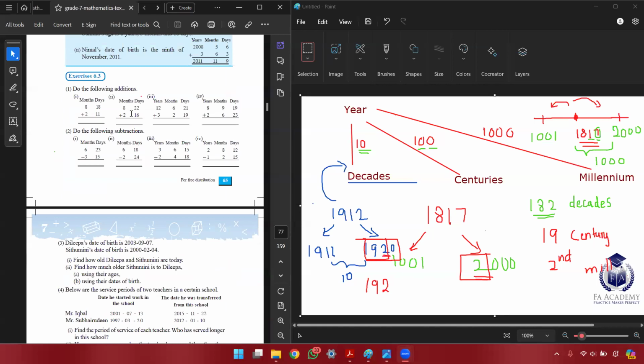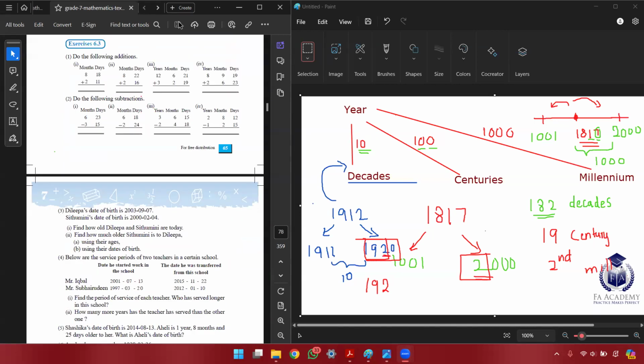Right, let's just move on to these types of questions. So you have to do additions, you need to add the months and the days together. So in this case, this is easy. So you'll be doing this. And what if you get more than 30 days? What do you do then?